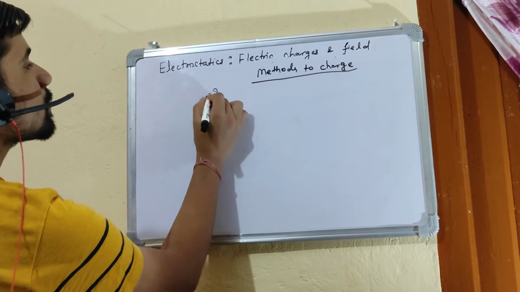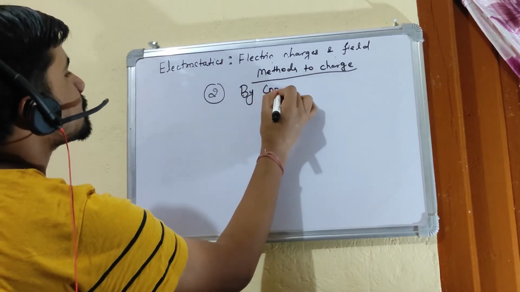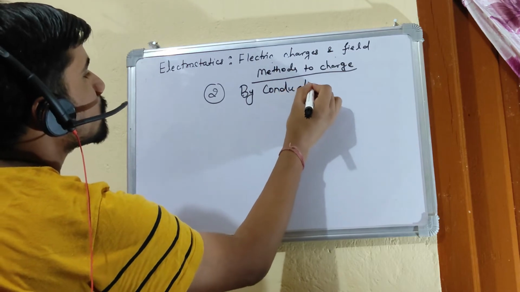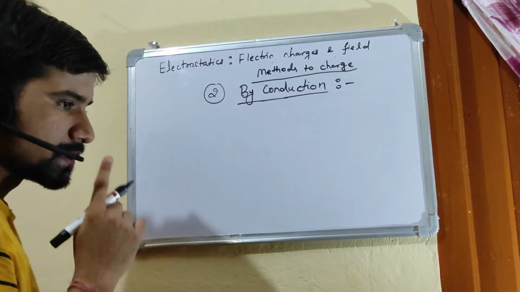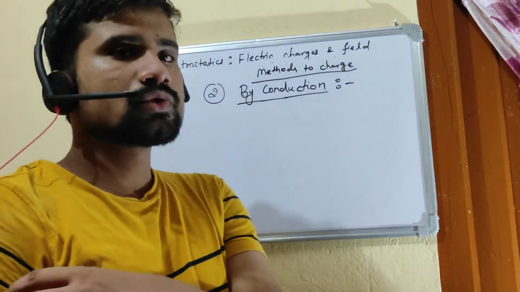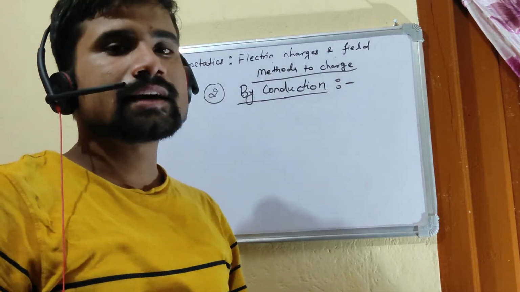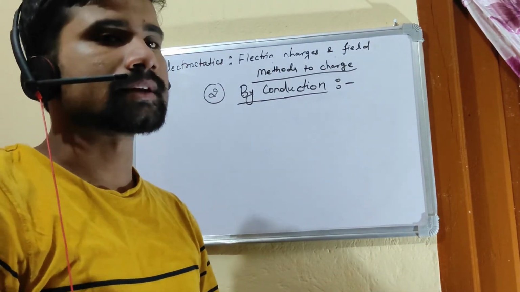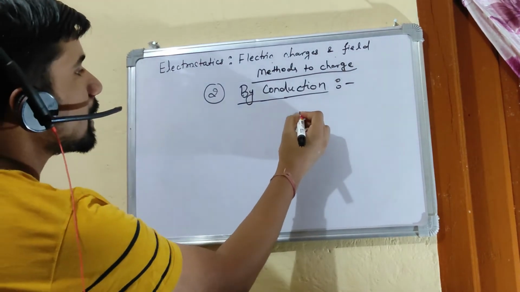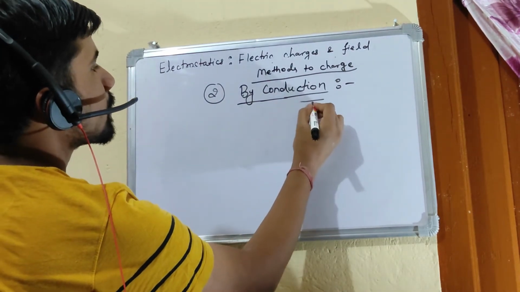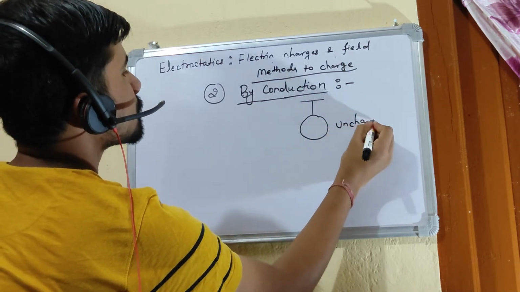So the second method of charging is by conduction. So what exactly is conduction? The name itself suggests that there is a conduction from one object to another. So in this particular method, let's say we have an uncharged body.